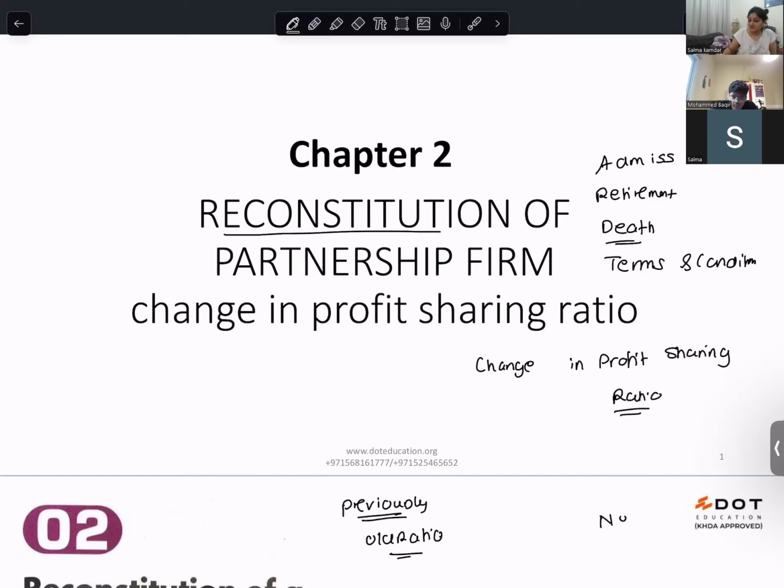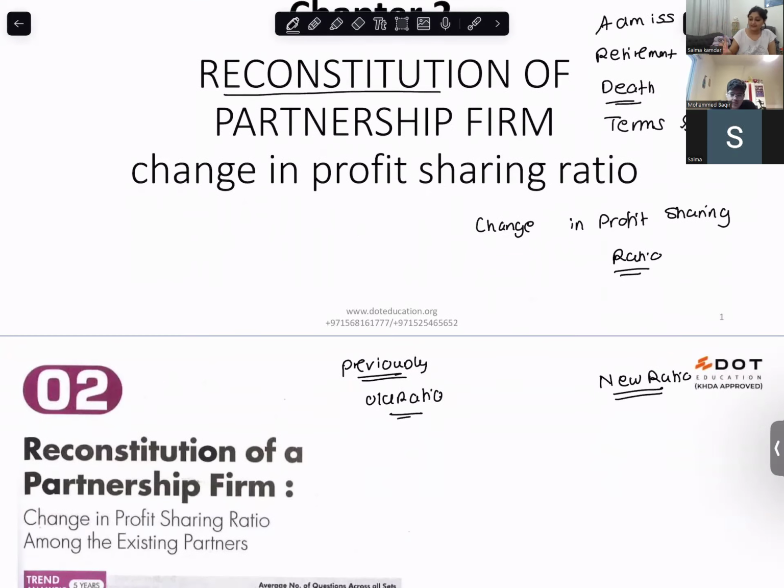There will be a change in the profit sharing ratio, and you will find out the new ratio at which they are going to share the profits and losses in future. So when there is a change from the old ratio to the new ratio, some partners might sacrifice and some partners might gain. Are you with me? Yes, ma'am.